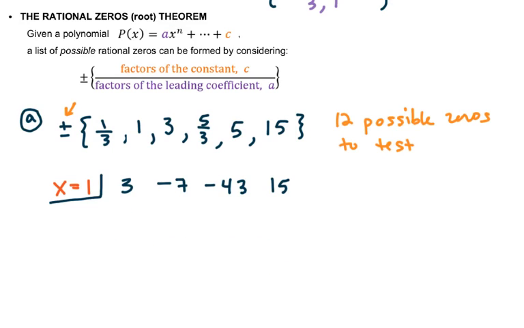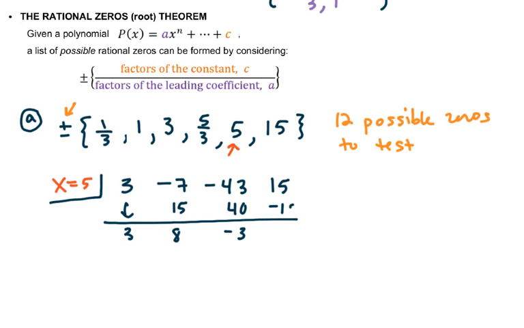So I'm going to pick a different value and repeat this process. I'm going to choose, say, x equals 5. x equals +5 is a number in my list. Remember, we could have the plus or the minus of all those numbers in my list. Choosing x equals 5, bring down the 3. I get 15, plus -7 is 8. 5 times 8 is 40, and -43 plus 40 is -3. 5 times -3 is -15. So we get the desired remainder, 0.